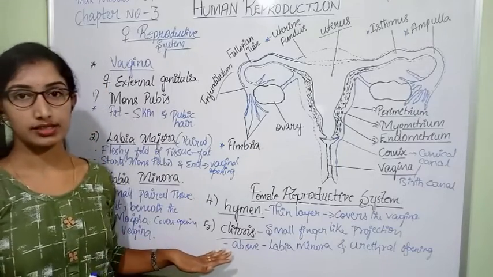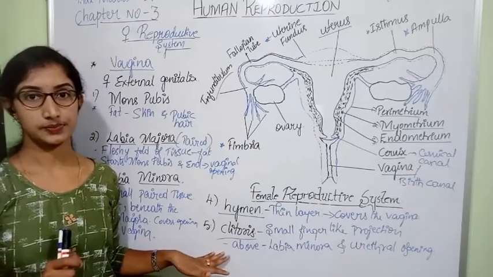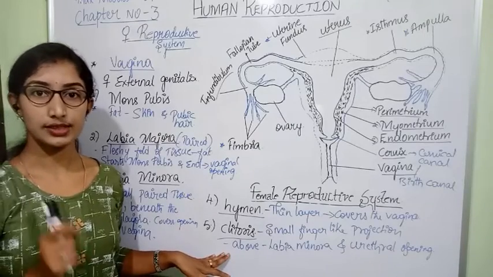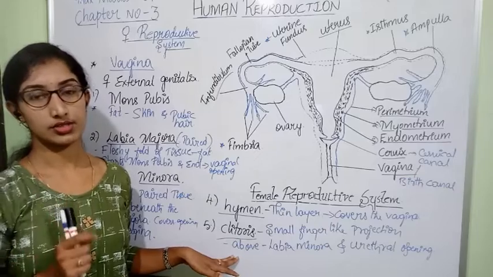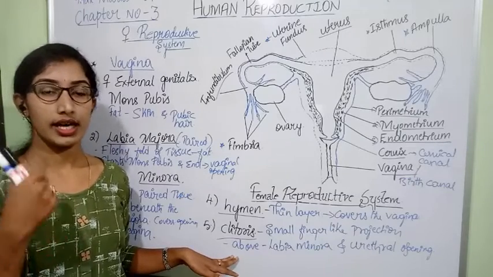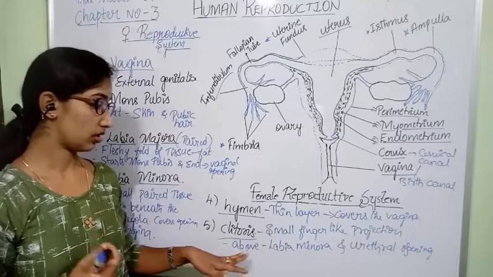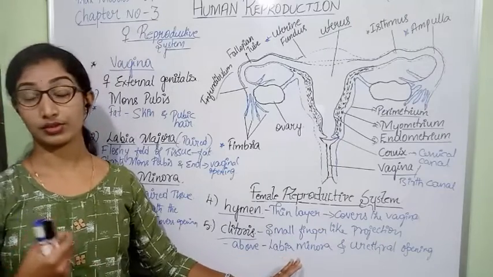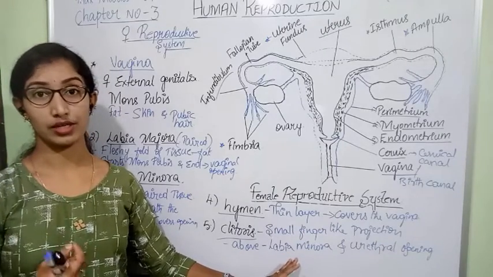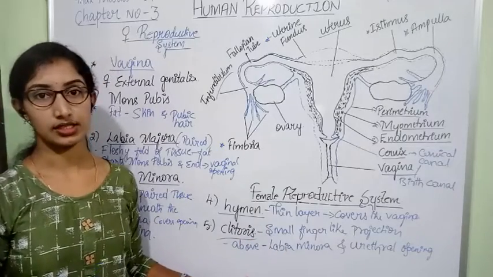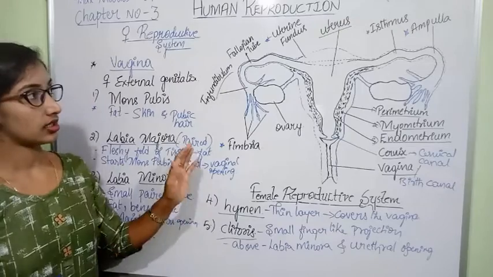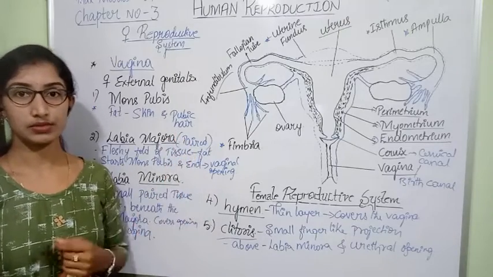And the last part is the clitoris. The clitoris is a small finger-like folding or structure which is present above the vagina, above the labia minora and urethral opening. There the clitoris is present. So this completes the female reproductive system.